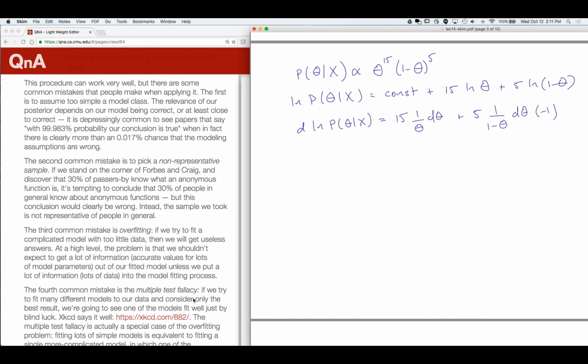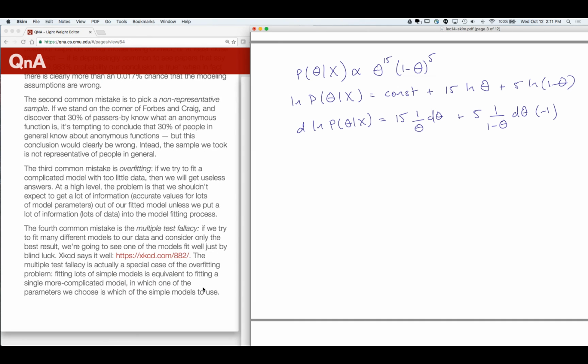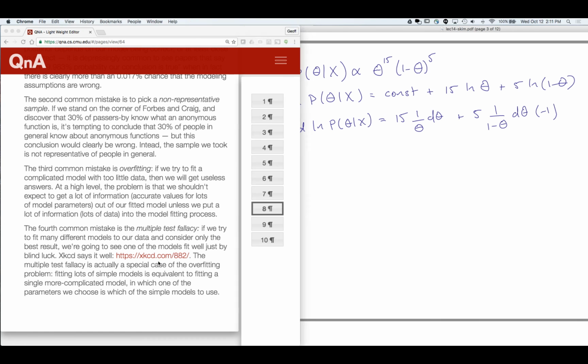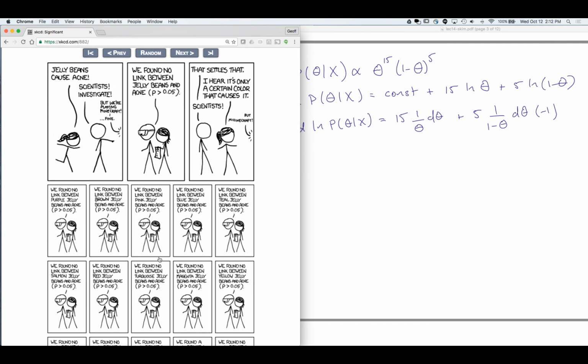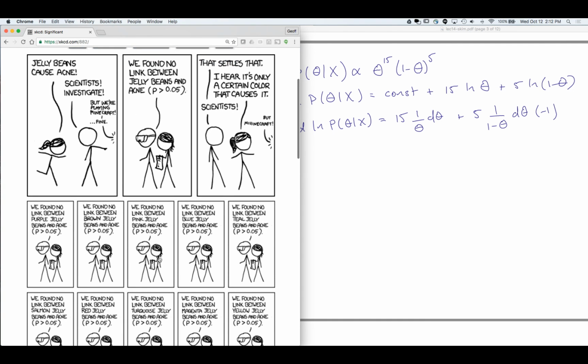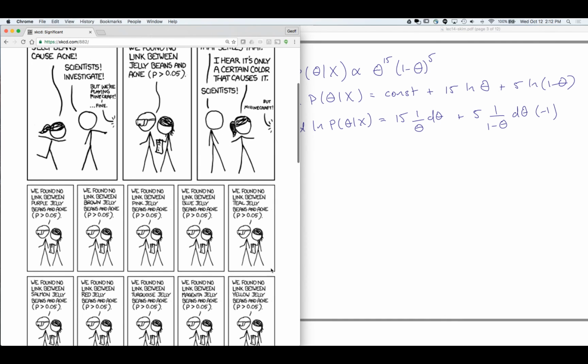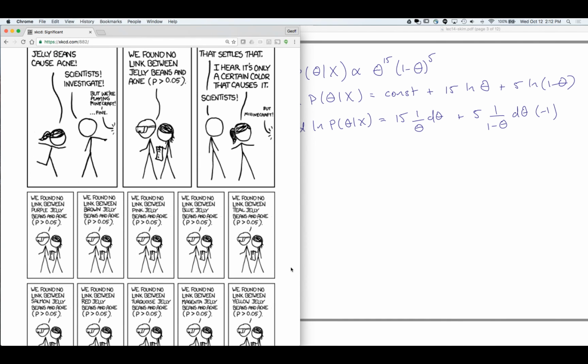And the last one, which I'm actually going to let XKCD say for me, is called the multiple test fallacy. The problem with multiple tests is if you try and fit a lot of models to the data and consider only the best one, the best one of the models is going to fit well just by blind luck. And so you shouldn't trust the results. Here's XKCD. I will let you appreciate that for a while.